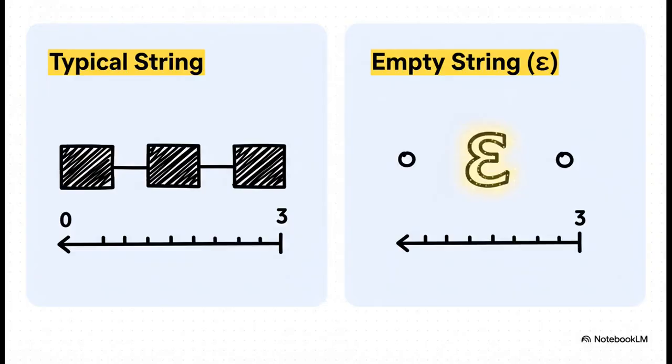Now, this next idea is a little weird at first, but it is incredibly important. Most strings have a length, right? The string 011 has a length of 3. But there's one very special string called the empty string, and we represent it with the Greek letter epsilon. It's the only string in the universe with a length of 0. It might seem strange, but it's absolutely crucial for defining rules, like a sequence can have 0 or more characters.